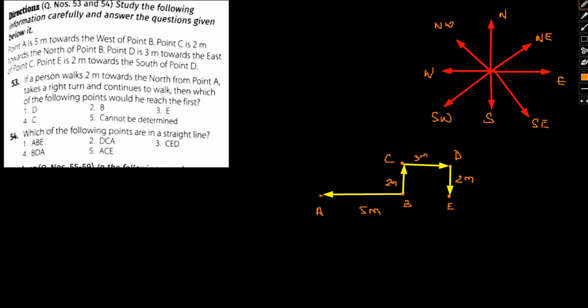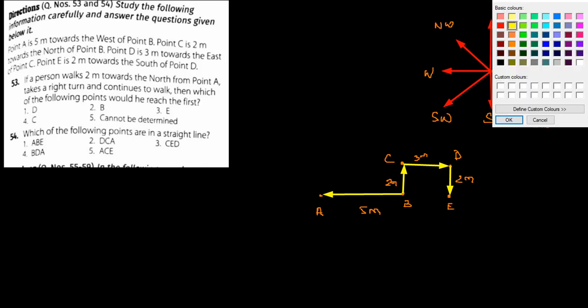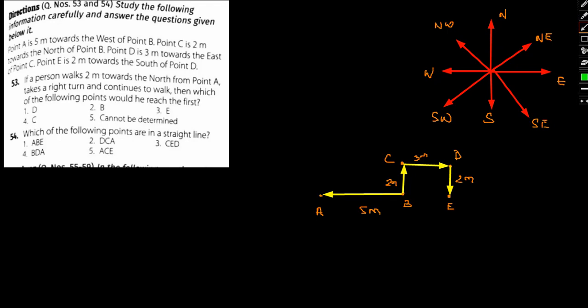Now, if a person walks 2 meters north of point A, so here is a person. He walks 2 meters towards the north of point A and takes a right turn and continues to walk. Which of the following points would he reach first? He takes a right turn and continues to walk. First he reaches here. This is 2 meters. So he would reach point C. From this diagram it's clear he would reach point C. So I hope this is clear.